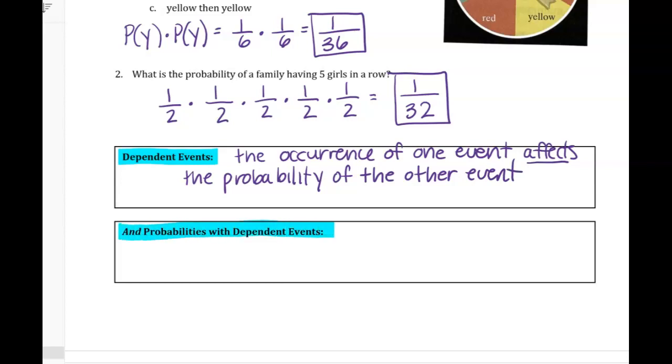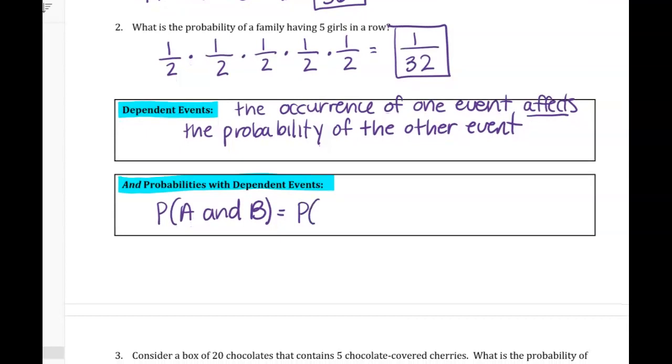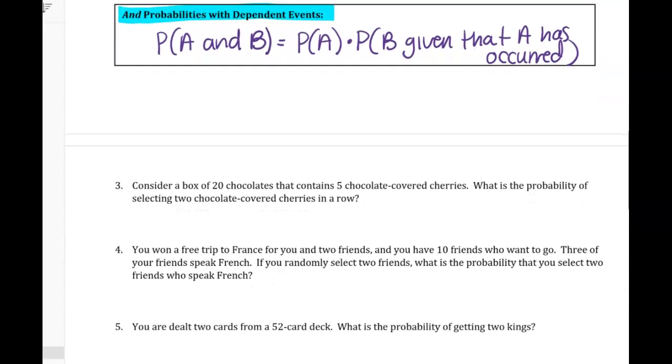So now we have and probabilities with dependent events, I suppose we could pronounce it. So the probability of A and B, and so the formula doesn't look much different, but how we do this changes. So we get the probability of A times the probability of B given that A has occurred. So let's do examples. This will make that make a little more sense.